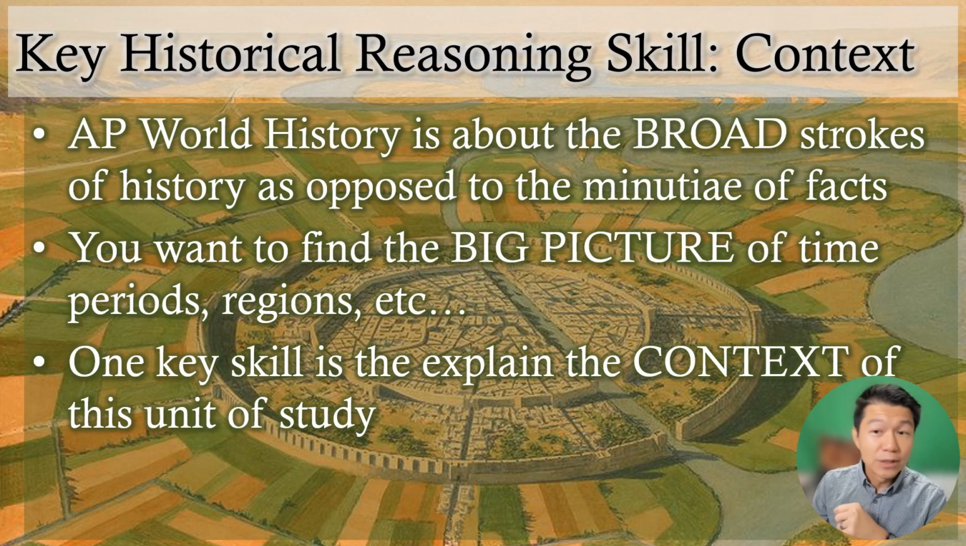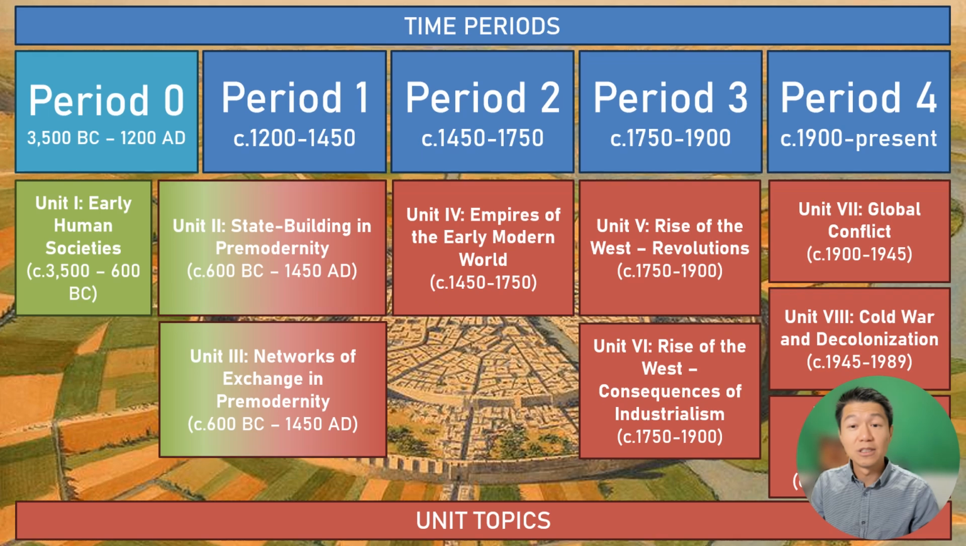So one of the first skills and reasoning abilities that you need to be able to create is what we call context. Okay? Unlike other history classes, AP World History is a vast curricula. And so what this class is going to be about is various broad strokes. Instead of minutia, dates, and details, it's about, look, here's this vast time period. Okay? What does this actually mean? Okay? And so we're going to try to figure out the big picture of these time periods, these regions, and these groups here. And so we're going to try to examine, therefore, the context of the unit of study that we're trying to generate here.